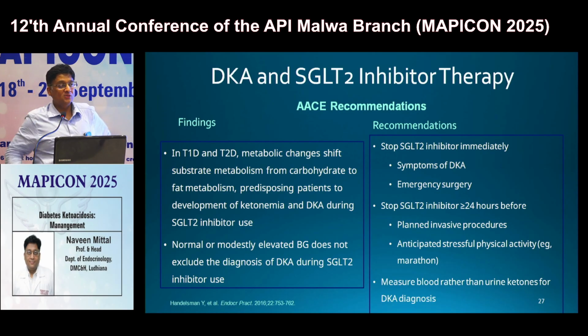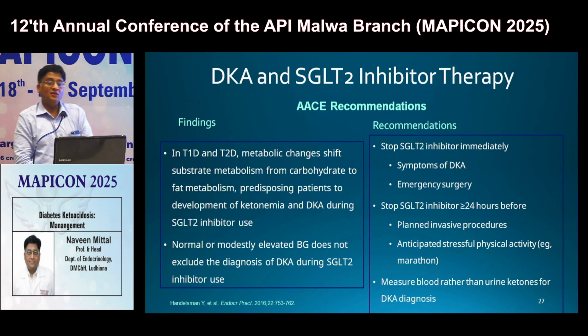So if you have diagnosed the patient to be suffering from diabetes ketoacidosis, what you should do? Patient is on SGLT2 inhibitor. Stop SGLT2 inhibitor immediately if symptoms of diabetes ketoacidosis are there. If patient has to undergo emergency surgery, stop SGLT2 at that time.